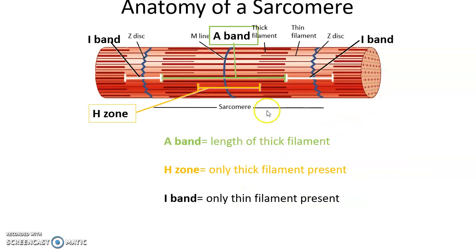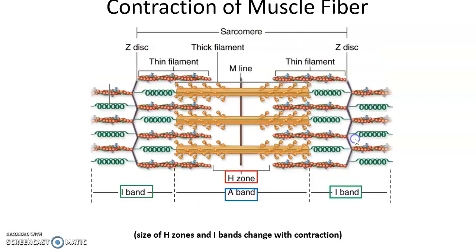There are also regions within the sarcomere that have names. The A-band is the region where you have the thick filament. So the entire length of the thick filament is the A-band. The H-zone is the area where you have only thick filament, no thin filament. So H-zone, only thick filament. And then the I-band is the region where you have only thin filament, no thick filament. So I-band, only thin filament.